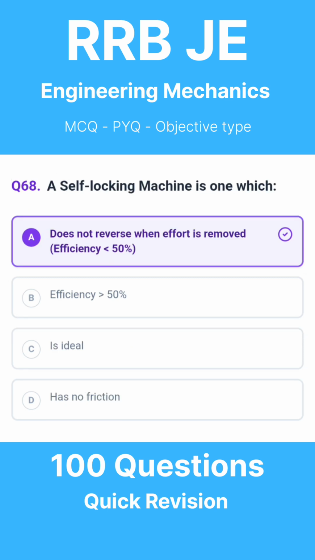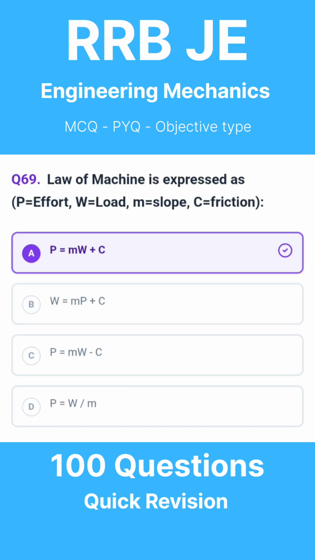Question 68. A self-locking machine is one which. The correct answer is does not reverse when effort is removed, efficiency less than 50%. Question 69. Law of machine is expressed as P equals effort, W equals load, M equals slope, C equals friction. The correct answer is P equals MW plus C.